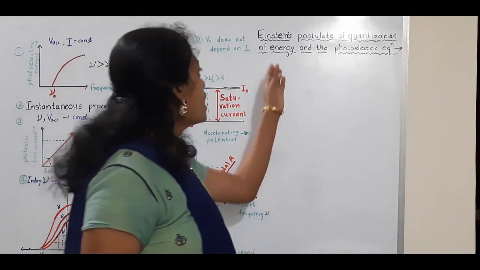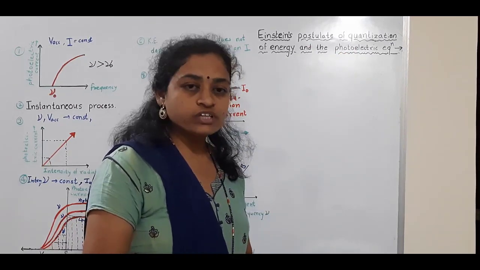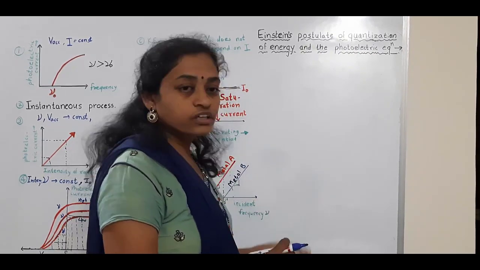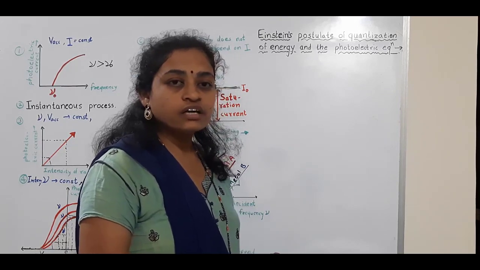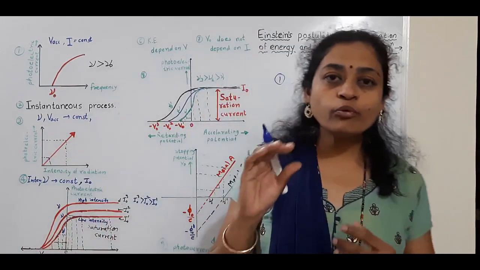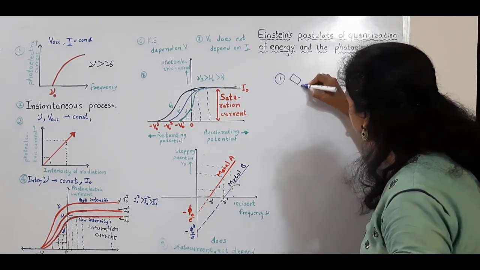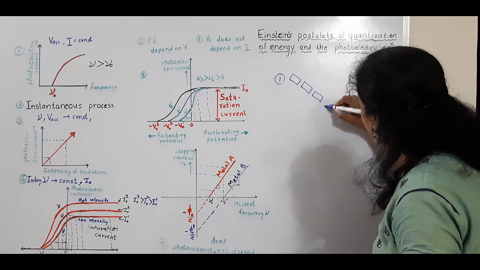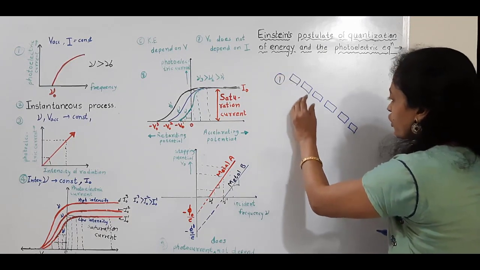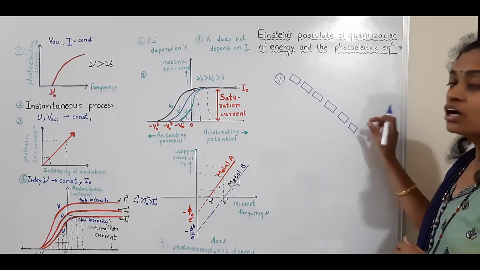Now we study Einstein's postulates of quantization of energy and the photoelectric equation. Einstein used Planck's quantum theory to explain the photoelectric effect, and he considered two assumptions. First, light energy is propagated in space in the form of packets of energy, and each quantum of energy is called a photon. Means light is propagated in the form of packets of energy or quanta, and a quantum of energy is called a photon.